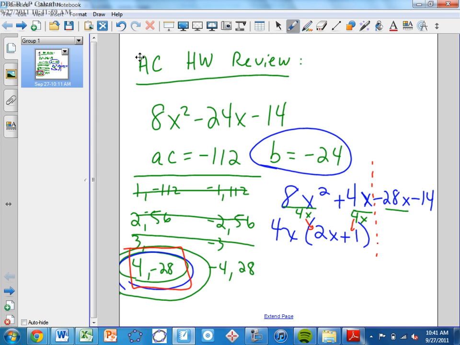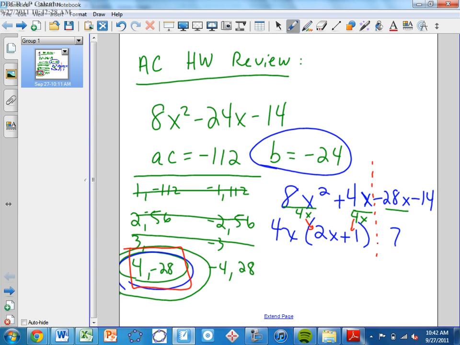This here, it's the greatest common factor, the GCF. What is the GCF on the right-hand side? What can come out of both of these? 7, right? But if I take out positive 7, I'd be left with negative 4x minus 2. Is that going to work? It's not going to work, right? What do I have to take out here?